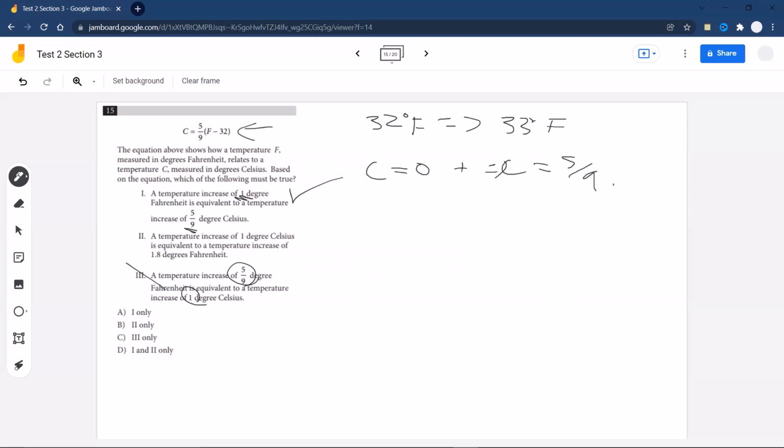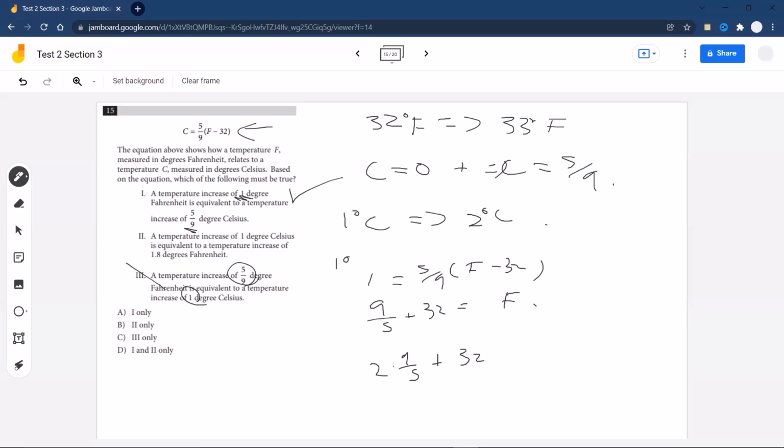So let's start with 1 degree Celsius and go to 2 degrees Celsius, and see how the Fahrenheit changes. For 1 degree Celsius, 1 equals 5/9 times F minus 32. That means 9/5 plus 32 equals F for the first part. Now if we use 2 degrees Celsius, then we'll have 2 times 9/5 plus 32. So this is our F2, this is our F1. The reason is that when C is equal to 2, you multiply both sides by 9/5, then you add 32.